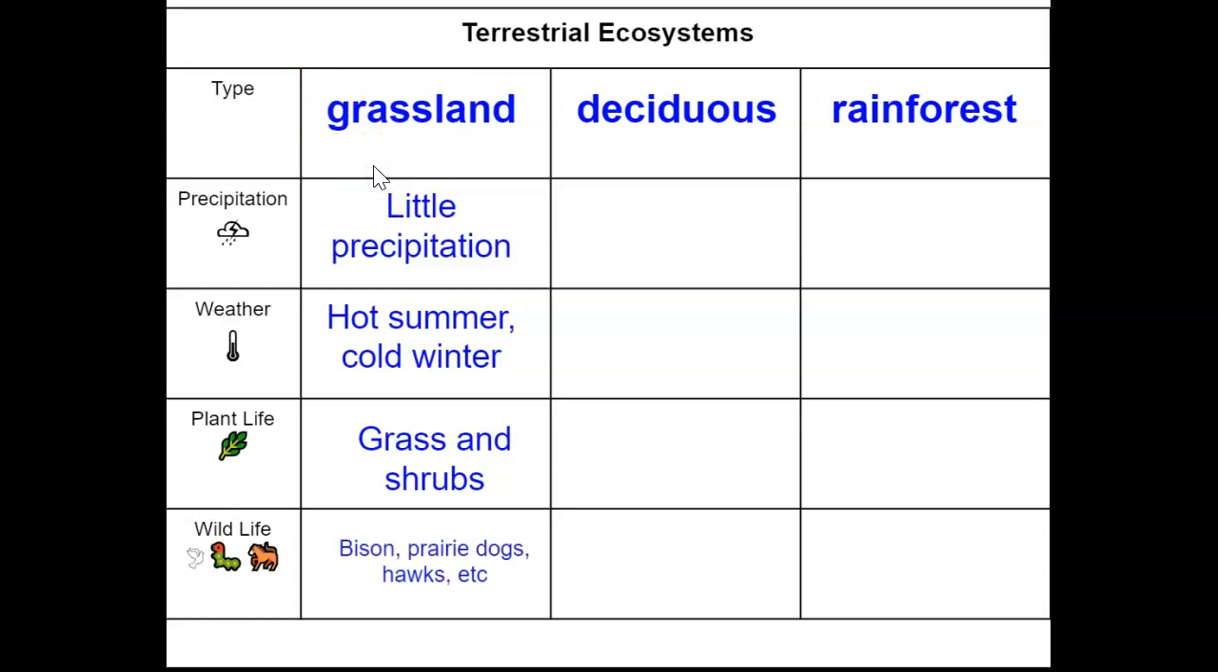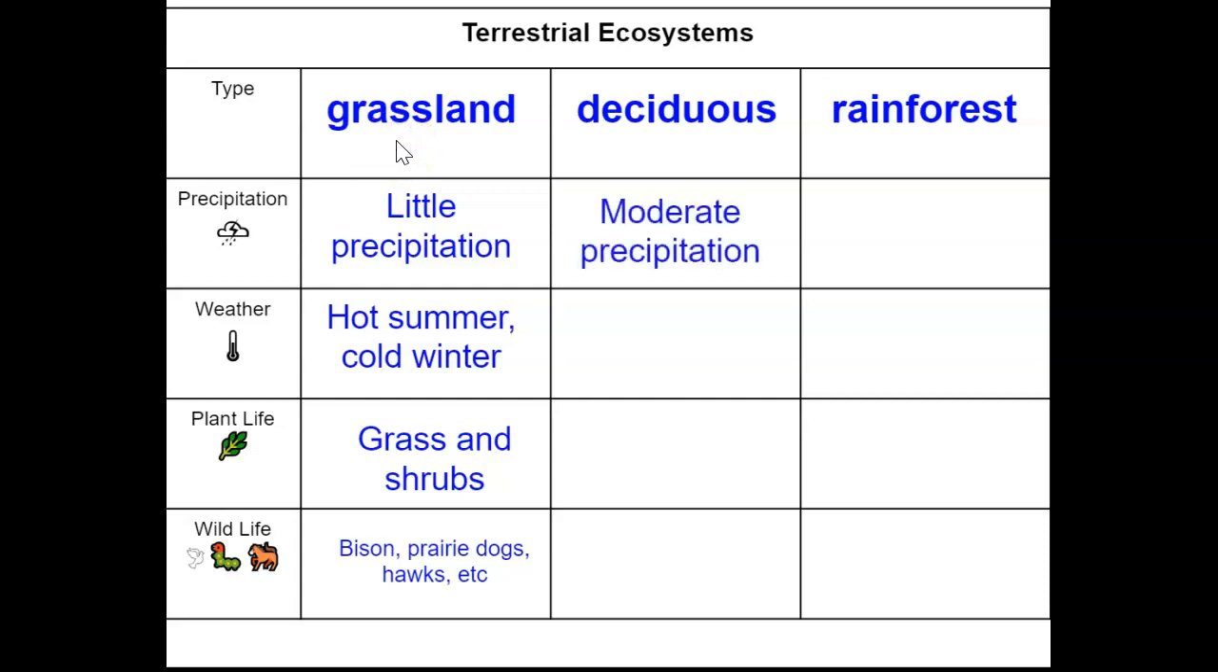And so the wildlife there can of course be a lot more than what's on here, but we can think of bison, prairie dogs, hawks, animals that are living in the ground, not necessarily in the trees, because again, in that grassland, there's not many trees.